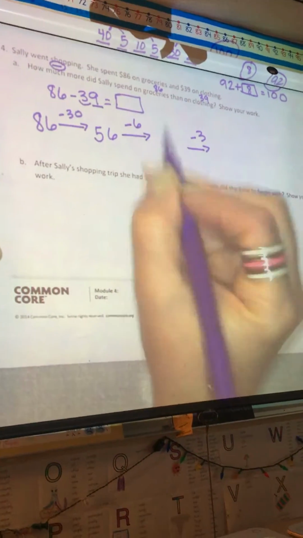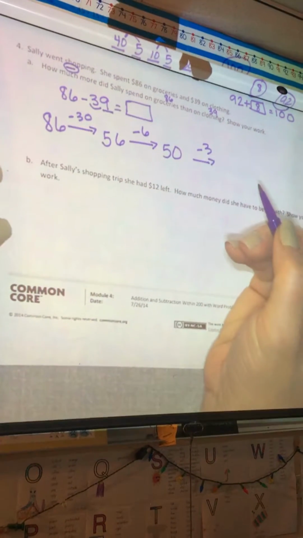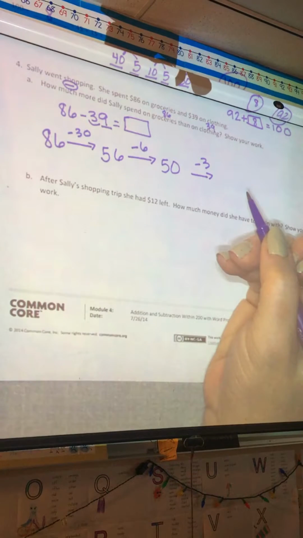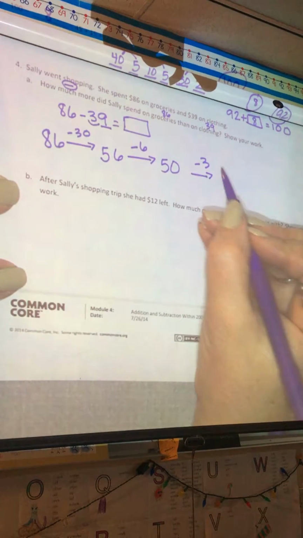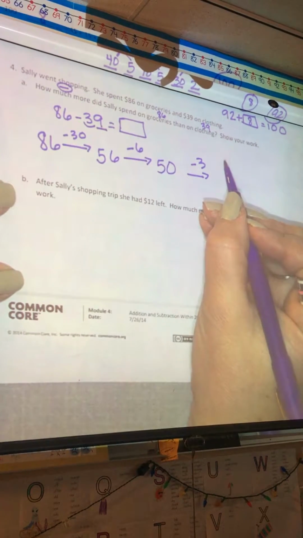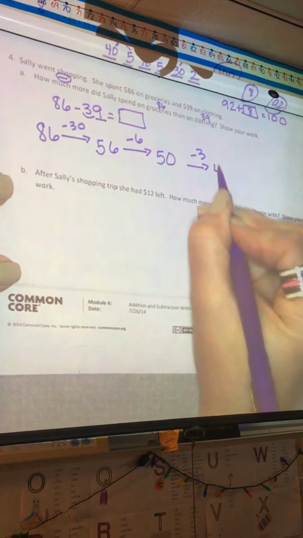56 minus 6 is 50, and 50 minus 3, I can use my knowledge of decomposing a 10 because I know that 10 minus 3 is 7. So 50 minus 3 is going to be 47.